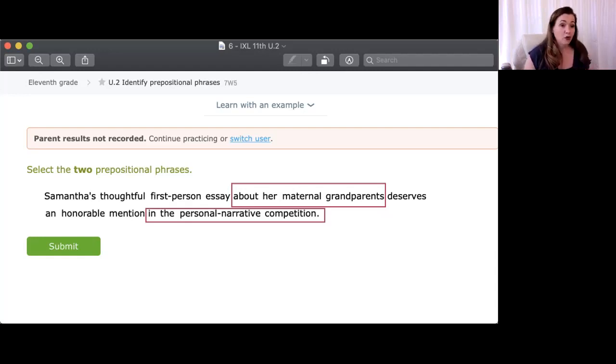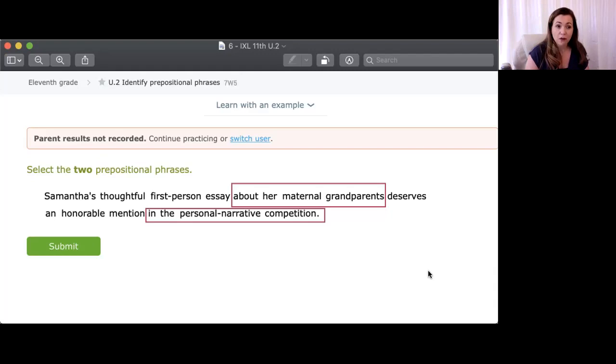Okay, so you would read through it, and at first you might be a little bit tricked as to what composes a prepositional phrase. So you also want to have your notes out in front of you. Look back again and see what a preposition is, and what a prepositional phrase does for the sentence. Then read through it. In this case: Samantha's thoughtful first-person essay about her maternal grandparents deserves an honorable mention in the personal narrative competition. So we pick these out based on prepositions.